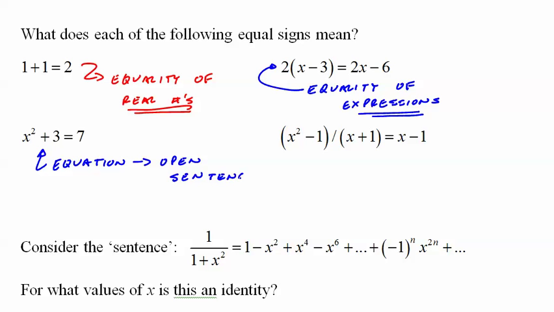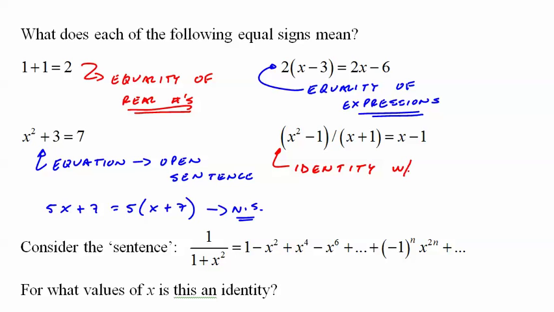And we could have an equation like 5x plus 7 equals 5 parentheses x plus 7, which has no solution. So you never know. And this is sort of an identity, because if you factor the top, do all that sort of thing. But it's got conditions. And in this case, the condition is x cannot equal negative 1. If that happens in the original one, it's undefined and not equal.